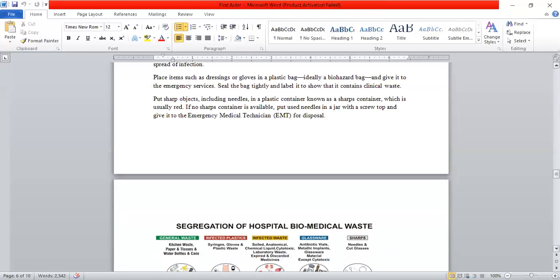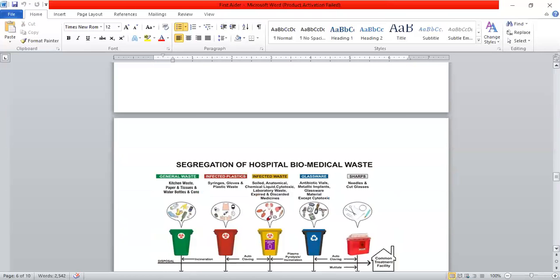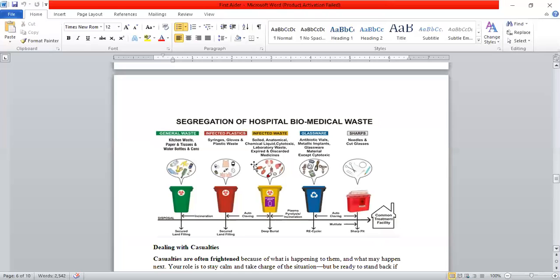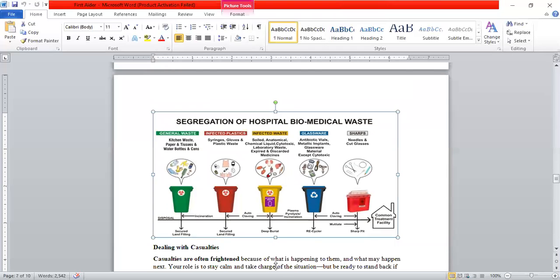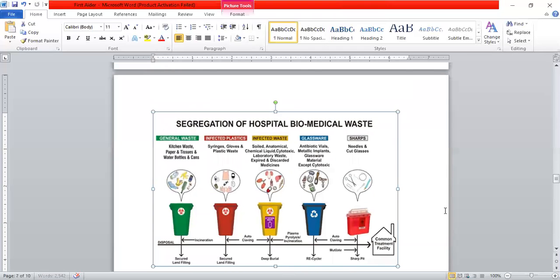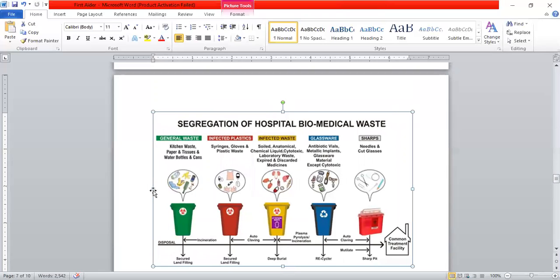Then here we have a diagram showing where you're supposed to place different types of waste. I don't know whether it is clear on your side. Let me try to enlarge it. I believe you can see the different colors of the bins. These are the most commonly used bins. You can find them in hospitals in most cases, where you're supposed to ensure that you place waste in the most appropriate bin.